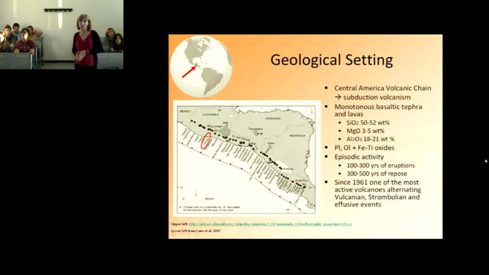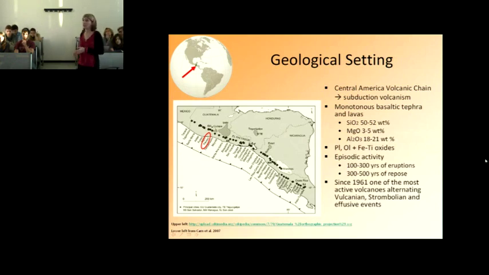Pacaya volcano is part of the Central America volcanic chain that originated from the subduction of the Cocos Plate under the Caribbean Plate. And it is located 30 kilometers south of Guatemala City, the capital. The products at Pacaya, both tephra and lava effusion, show a monotonous basaltic trend, with the silica content between 50 to 52 weight%, magnesium oxide between 3 to 5 weight%, and alumina between 18 to 21 weight%. The minerals present are usually plagioclase, olivine, and iron and titanium oxides.